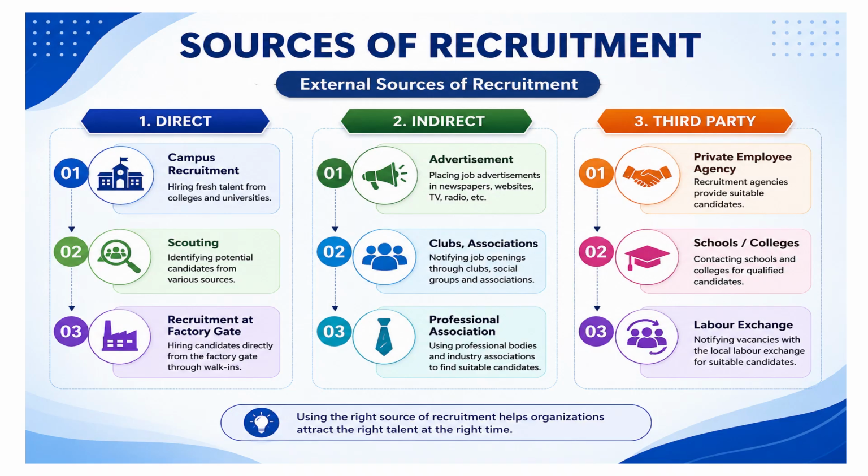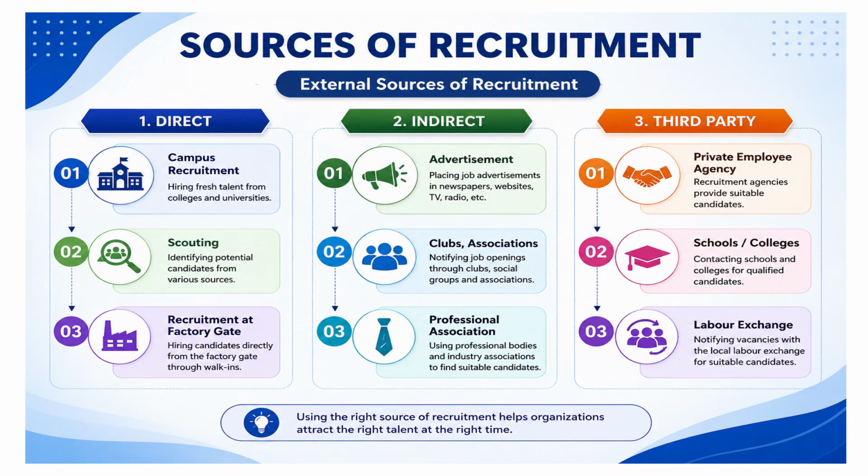The third type is professional association. Professional associations consist of experts belonging to that particular profession. These organizations maintain a database of qualified professionals. The company uses these associations to find experienced candidates. For example, hospitals often recruit doctors through medical associations. Similarly, engineering companies recruit engineers through engineering associations. Here, professional associations provide skilled and experienced candidates.